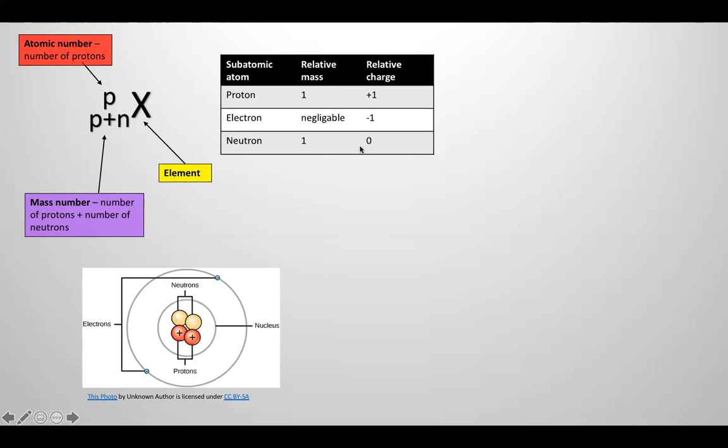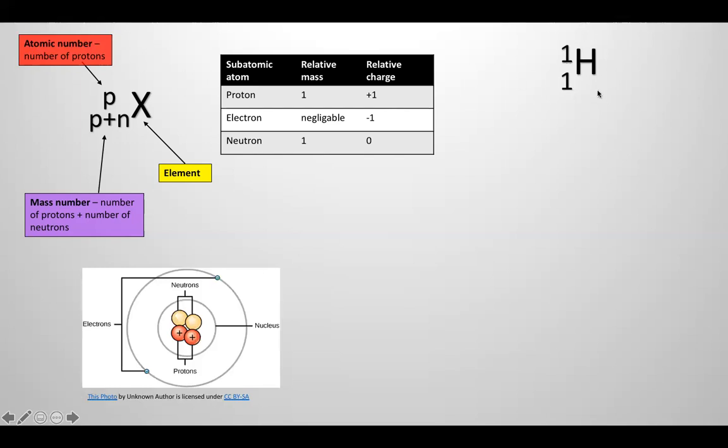and its relative charge is 0. All elements are neutral due to the relative charge of the protons cancelling out the relative charge of the electrons. So you will never find an element in its natural state having a charge. It's always neutral. So here's an example of hydrogen.